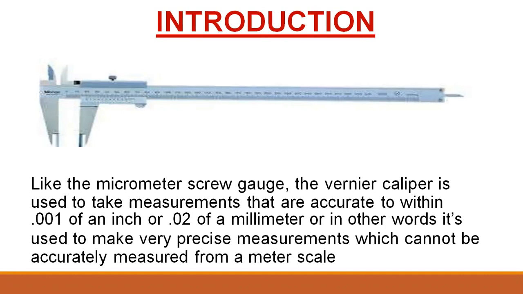Like the micrometer, screw gauge, or various measuring tools, the vernier caliper is also a measurement tool. We can take various kinds of measurements with this vernier caliper. And what is the advantage? It has an accuracy within 0.001 of an inch or 0.02 of a millimeter. In other words, it is used to make very precise measurements, which cannot be accurately measured from a regular scale or regular meter which we are using. So this is a special tool, a special scale designed to measure various diameters and lengths with very much precision and accuracy. Error ratios are very much lower using this vernier caliper.